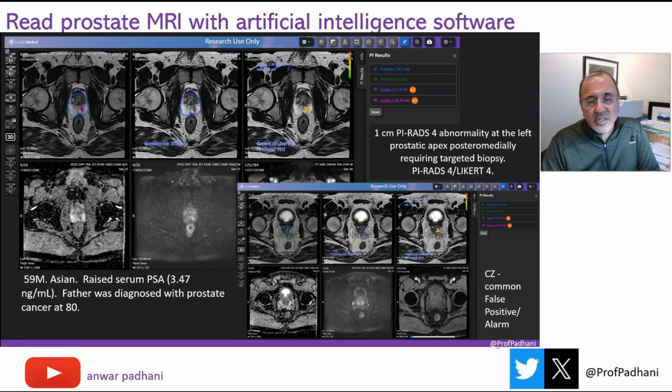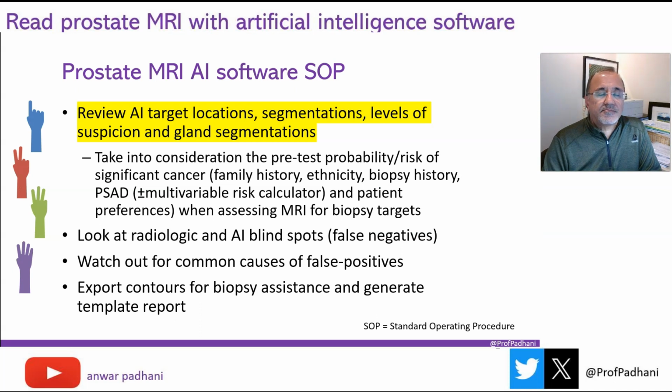Here's a typical interface of a software on the same patient that we saw before. You can see in this particular instance, the AI identifies a lesion here in the left peripheral zone, and it's given this lesion a suspicion score of 4.1 out of 5, but it also identifies a second lesion here in the central zone, which is in fact a false positive. So how do you go about using software like this?